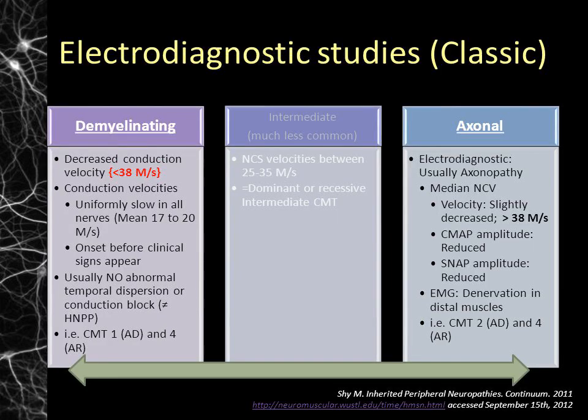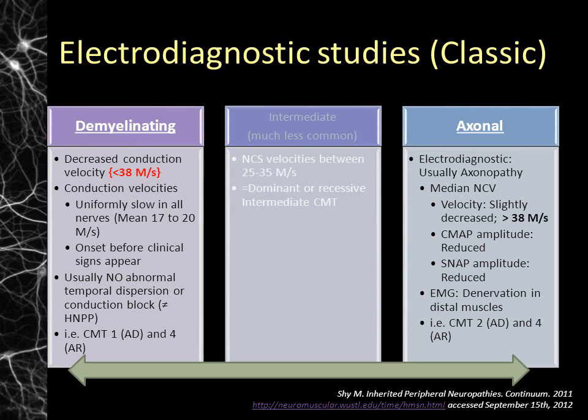Electrodiagnostic studies, classic. Demyelinating: decreased conduction velocity, less than 38 m/s. Conduction velocities uniformly slow in all nerves, mean 17 to 20 m/s. Onset before clinical signs appear. Usually no abnormal temporal dispersion or conduction block, which does not equal HNPP.